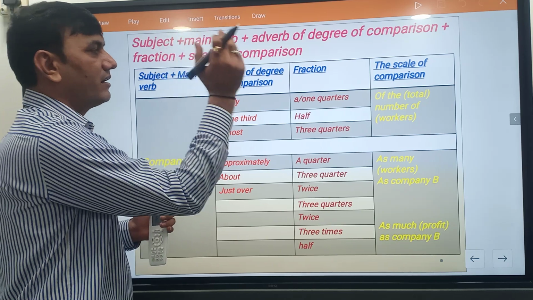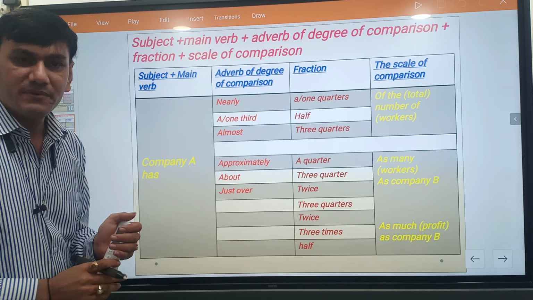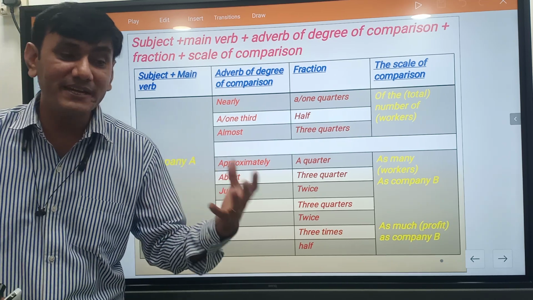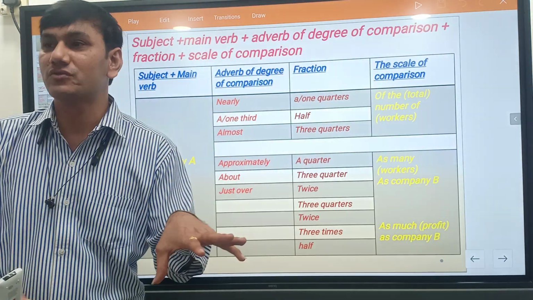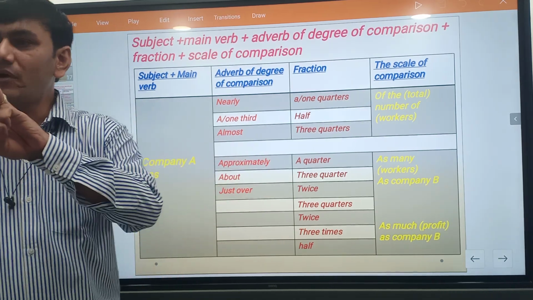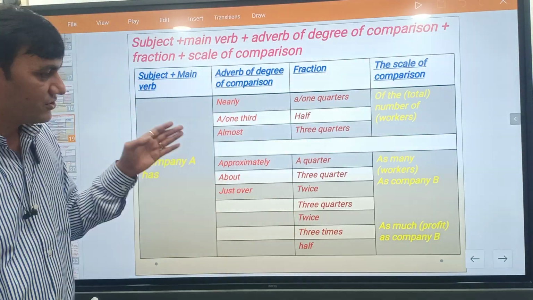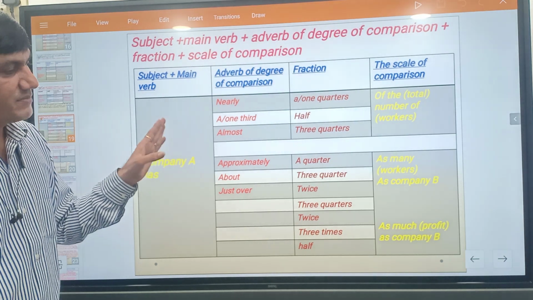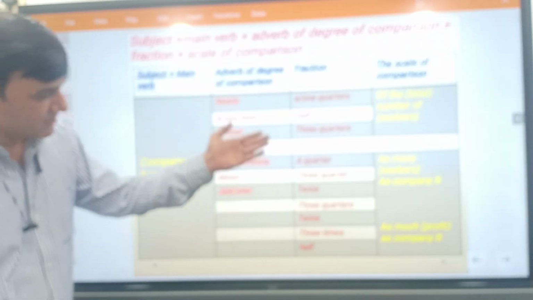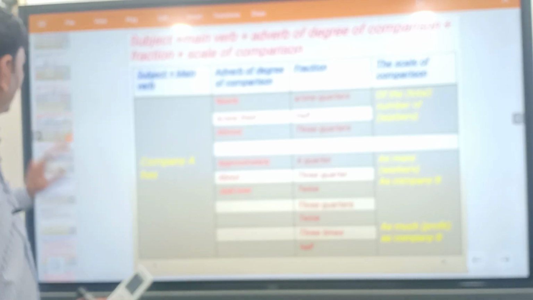A 1/3 or a half, almost or 3/4. Okay, approximately a quarter. That means a quarter means 25%. Approximately a quarter means it might be 24, 23, around 25. That is called approximately or around, or about 3/4. 3/4 means 33 multiplied by 3, near about, right? So 3/4 about means approximately, just over twice, 3 times and half, and then you can use a scale of comparison. Got it?